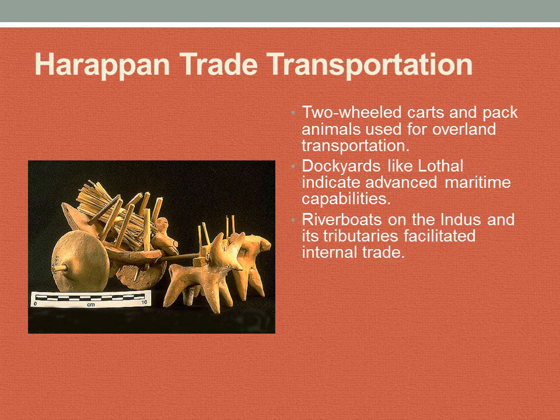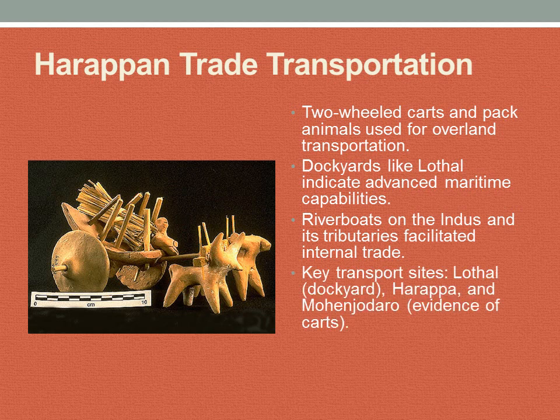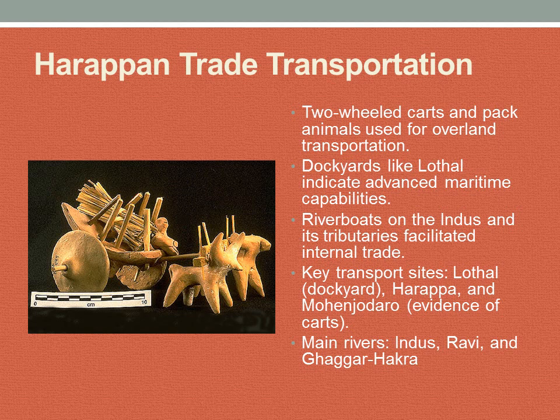River boats were also there on the Indus and its tributaries, which facilitated internal trade. So internal trade happened through the internal ports in the Indus Valley civilization, which were connected by the Indus and its tributaries. The key transport sites were Lothal Dockyard, Harappa and Mohenjodaro, where there is a lot of evidence of carts. The main rivers which supported inland trade were the Indus, Ravi and Ghaggar-Hakra.